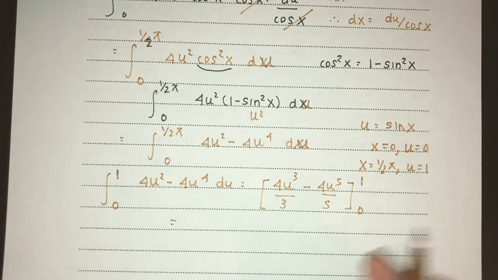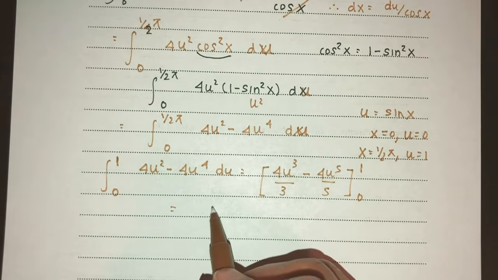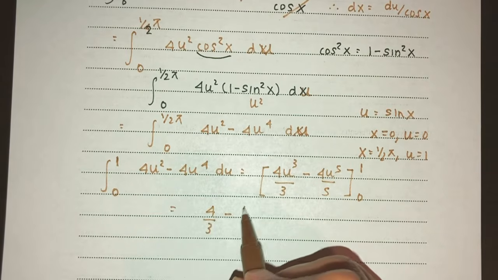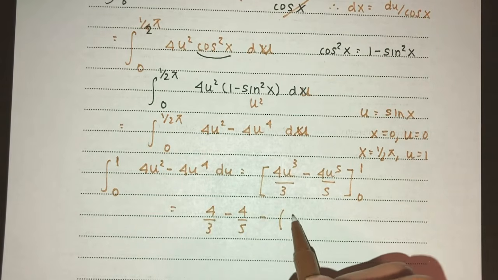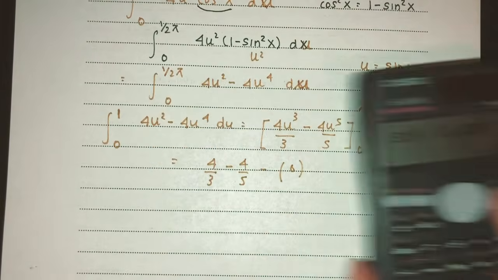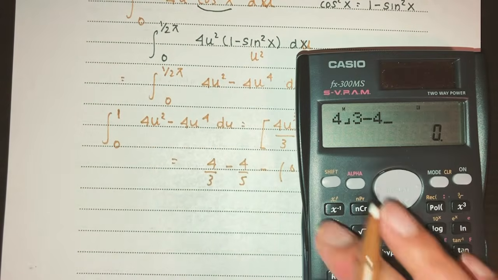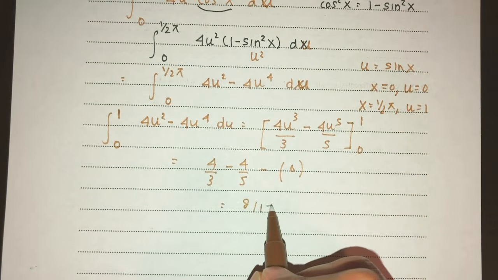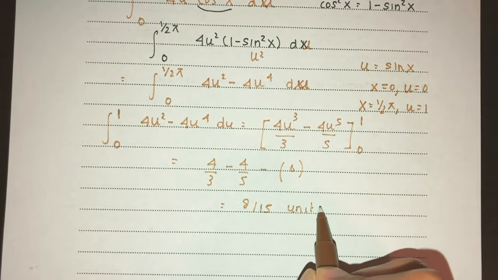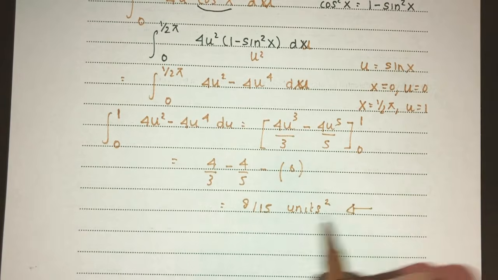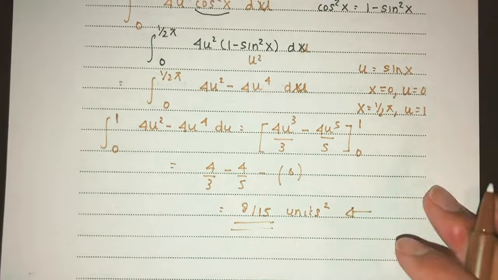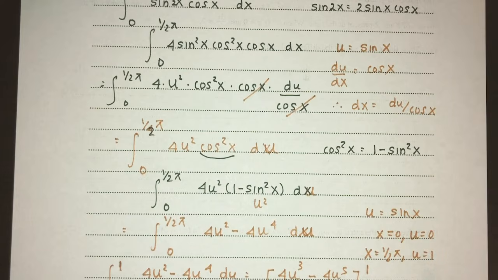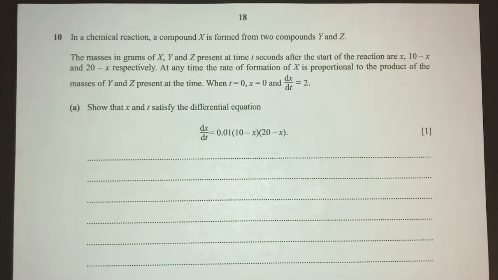Now when this equals to 1, you will have 4 over 3 minus 4 over 5 and minus 0, of course. So 4 over 3 minus 4 over 5, it is 8 over 15 for your answer. So this is your area under the curve, 8 over 15, and that is your question number 9. And I think now let's move on to the last question of this paper.